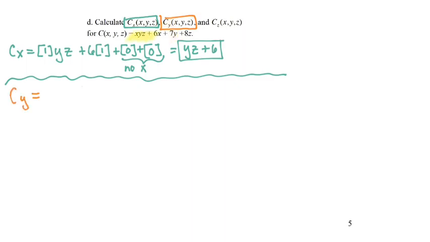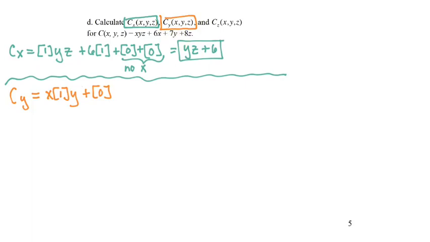The first term xyz has a y. So remember, we still have the x on the left and the z on the right, but the y turns into a 1. The second term in the polynomial, 6x, does not have a y, so the derivative is 0.